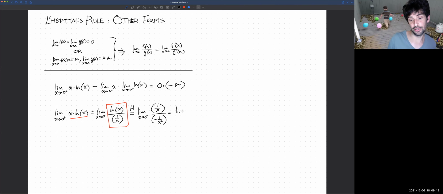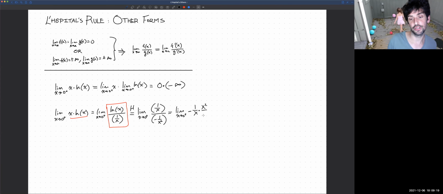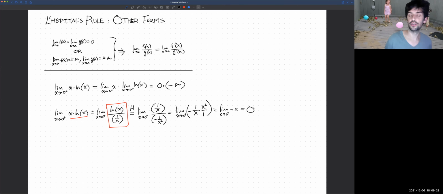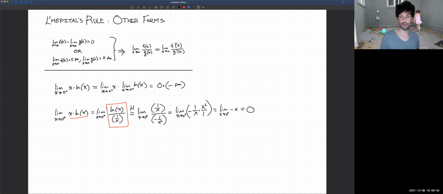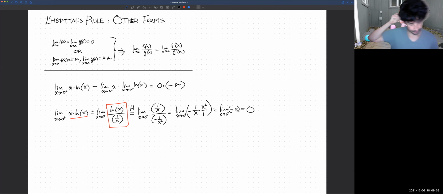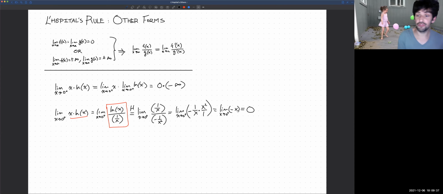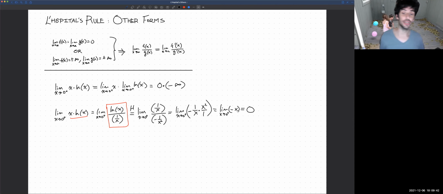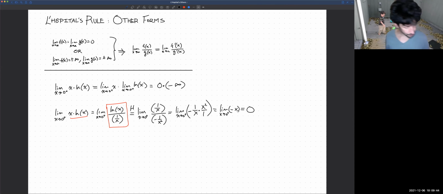And now I just do some algebra. So I've got negative 1 over x times x squared over 1, which is just the limit as x goes to 0 from above of negative x, which is, of course, 0, right? As x gets closer to 0, so does negative x. Okay, so we saw who won that fight. In this case, the 0 did, but it didn't have to be that way. There are plenty of examples where the opposite happens.